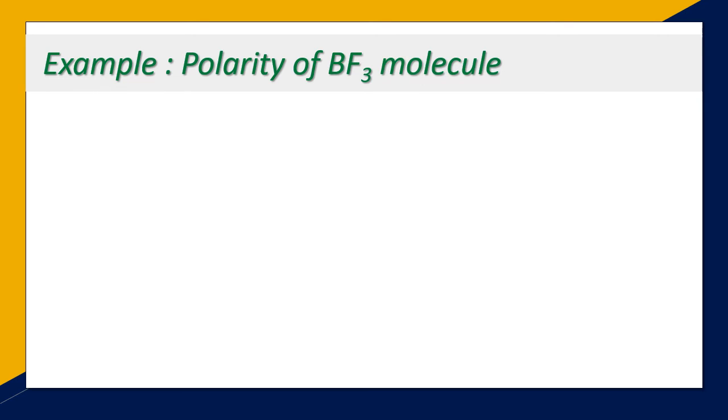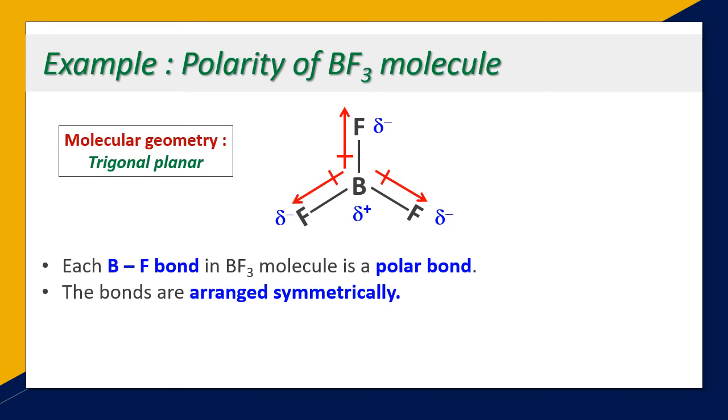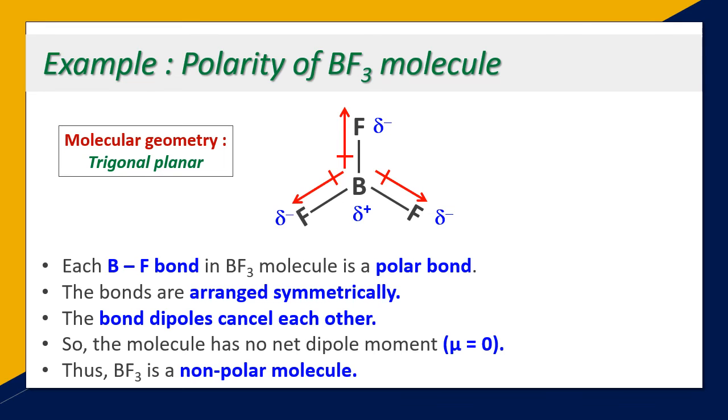Let's consider a few examples. The first example is the boron trifluoride molecule. This molecule consists of B-F bonds, which are polar bonds. The bonds are arranged symmetrically in trigonal planar. The bond dipoles can cancel each other, so the molecule has no net dipole moment, or equal to zero. Thus, the BF3 molecule is a nonpolar molecule.